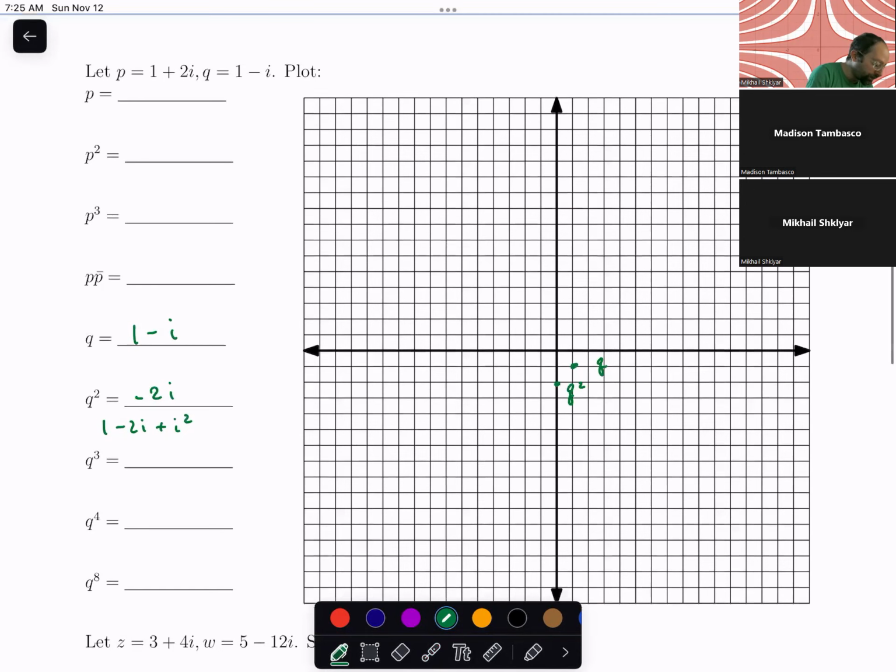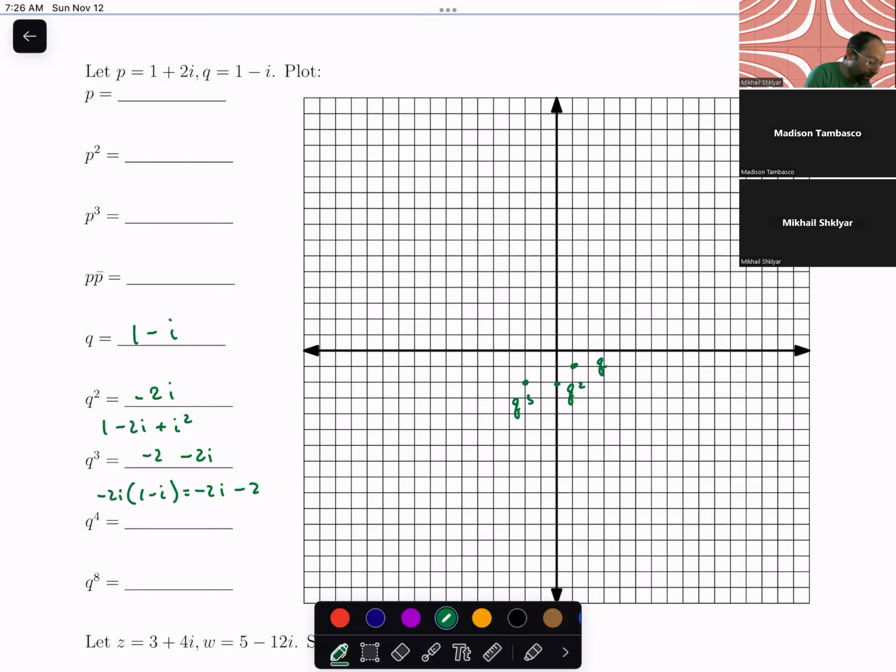q cubed. We have -2i multiplied by 1 minus i, so it's -2i, and minus 2, because i squared is -1. So it's going to be right here. This is q to the third power.